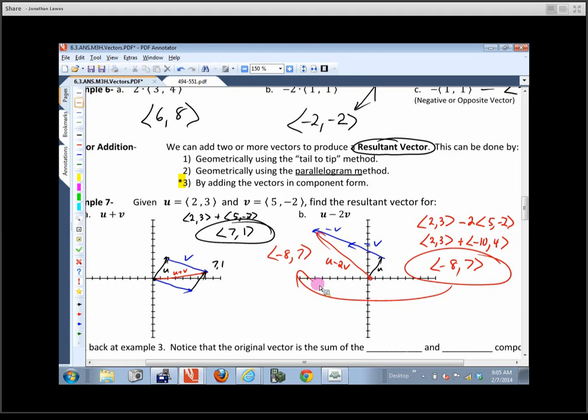You have some problems on your assignment, and we'll practice a few of these where they literally want you to draw them. Okay, and I'll show you again on some of those examples. Okay, are there any questions?